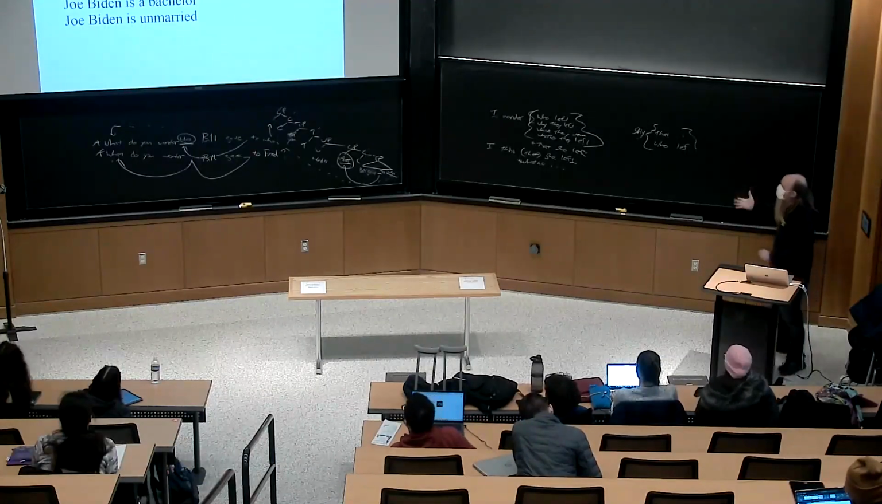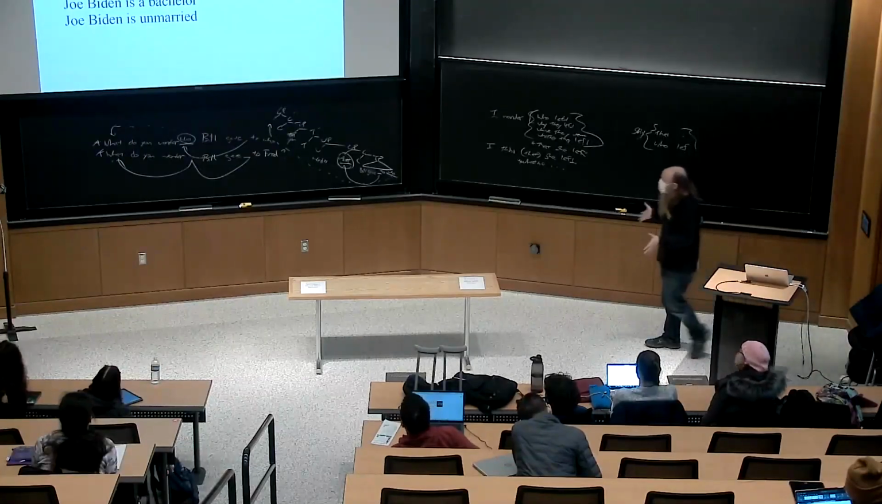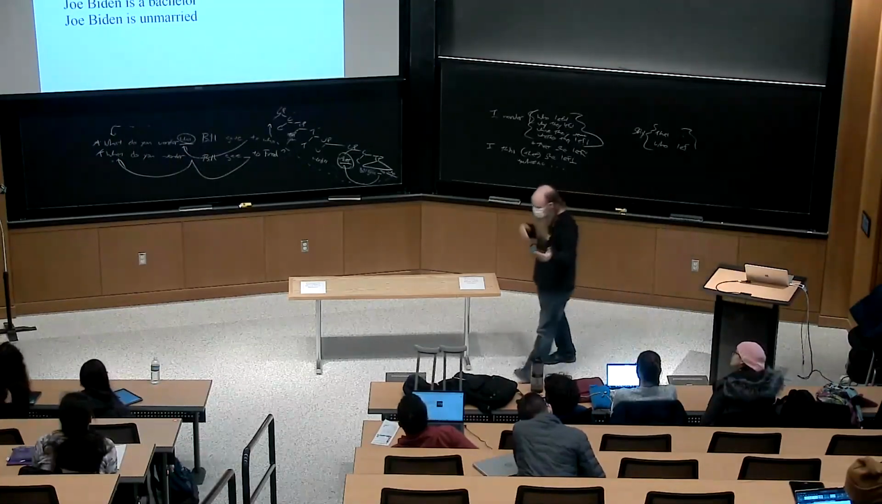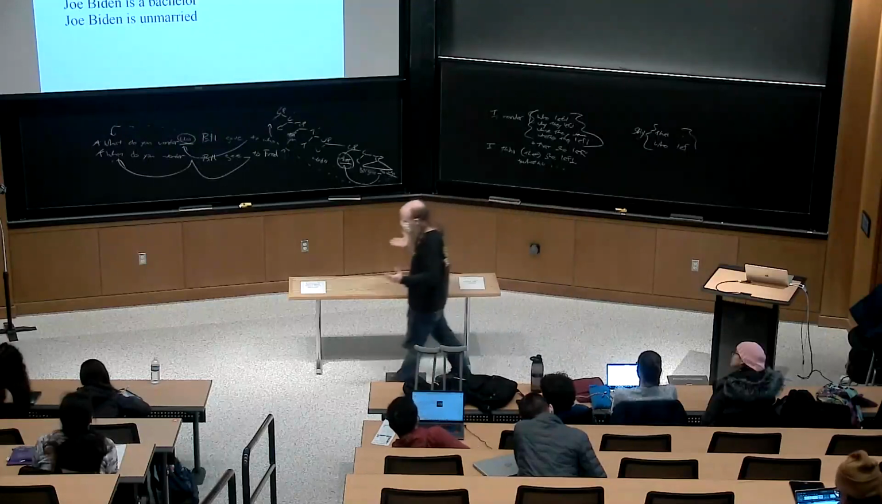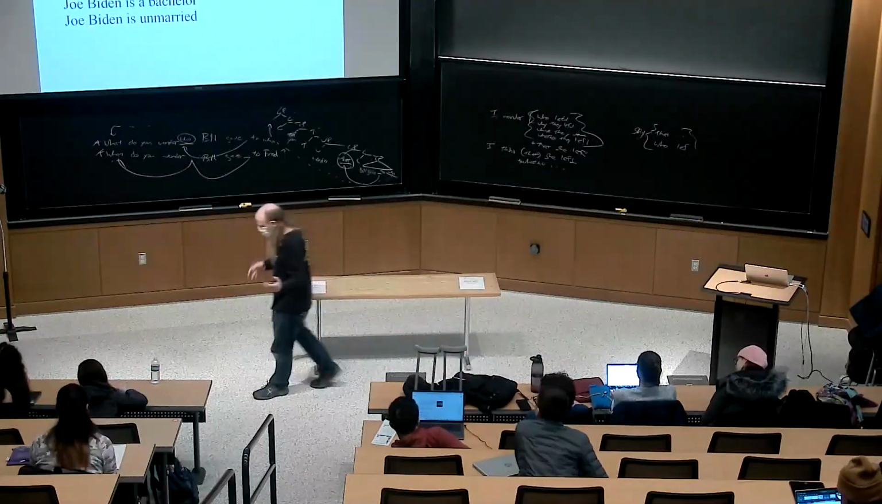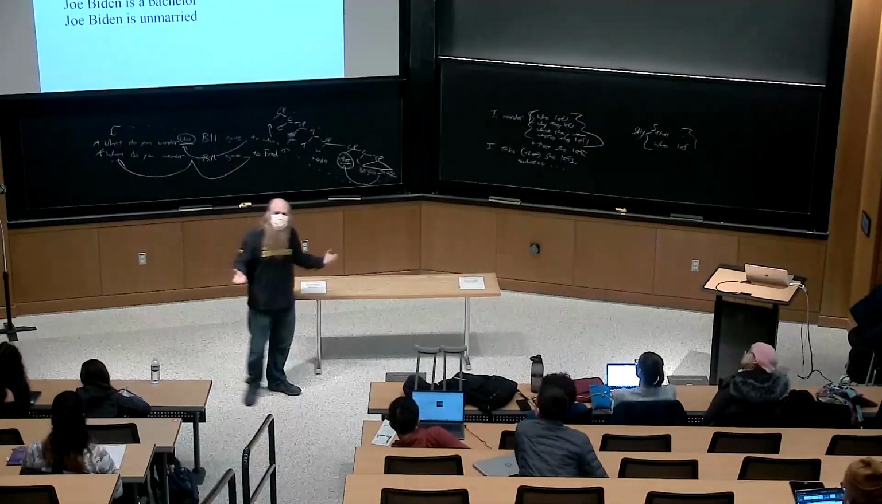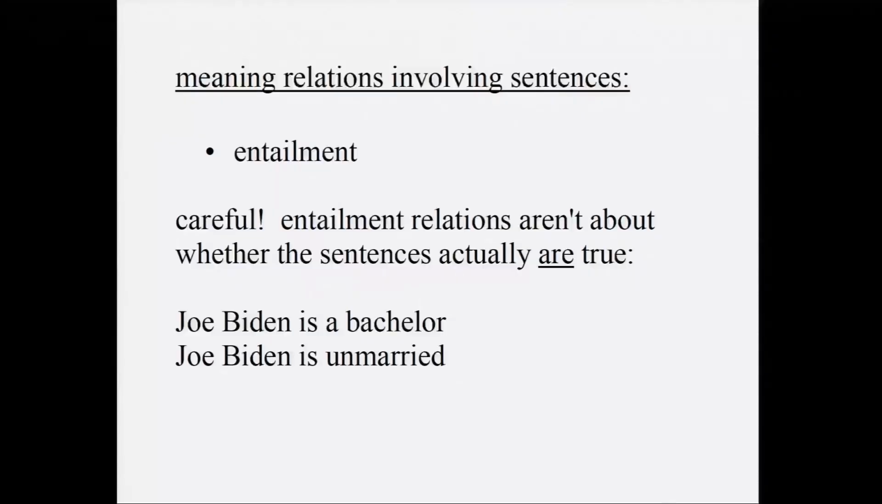Entailment relations are not about whether the sentences actually are true. To say that sentence A entails sentence B is just to say, if you imagine that A is true, then B is also true. So Joe Biden is a bachelor entails that Joe Biden is unmarried. They're both false, but if the first sentence were true, the second sentence would be true.